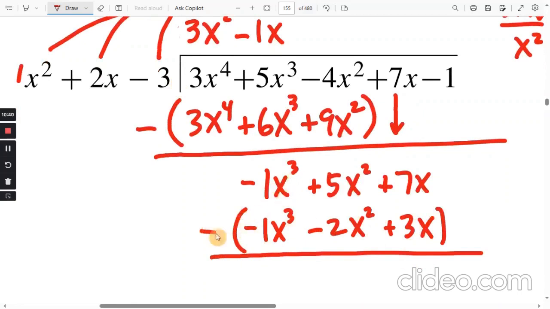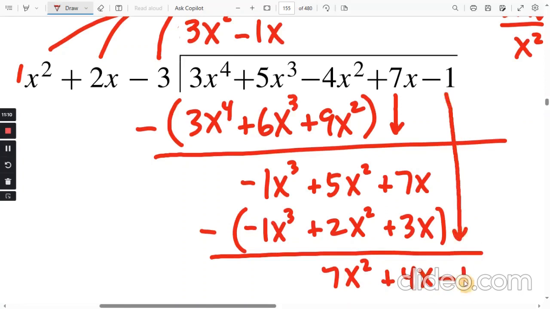Negative 1x to the third minus negative 1x to the third, that's 0. 5x squared minus negative 2, the two negatives make it positive, and 5 plus 2 is 7. We have x squared. 7x minus 3x is positive 4x. And this time I won't forget, bring down the next term. So that negative 1 is going to be the next term.